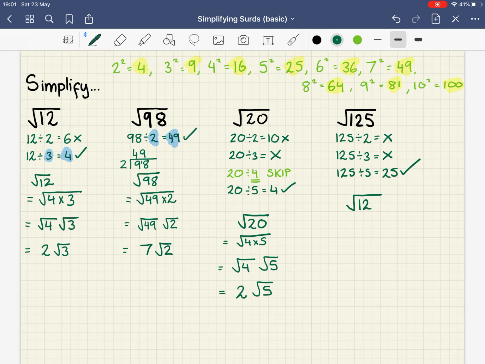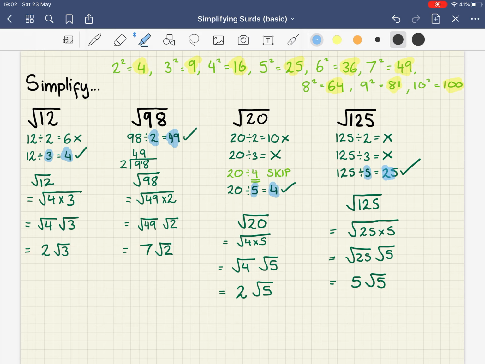So I'm going to have root 25 times 5. So that's going to be the same as root 25, root 5. Square root of 25 is 5 root 5. So this is my sort of foolproof method on simplifying surds. And the main thing is once we've identified that tick, you're using the numbers you found here. And always make sure you do skip square numbers when you come across them.